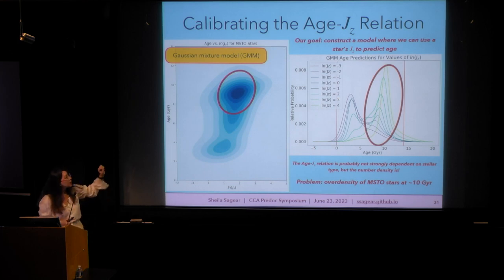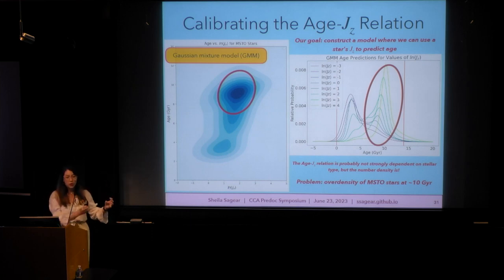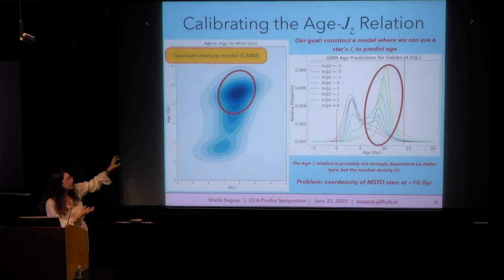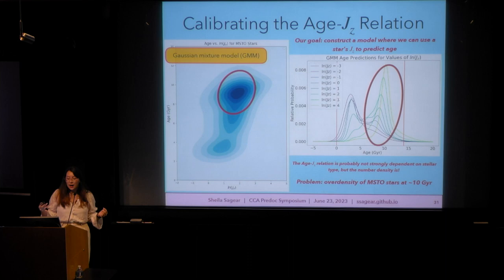Our Gaussian mixture model is going to fit that overdensity of stars around 10 gigayears, which makes sense, they're main sequence turnoff stars. But what that's going to do is pull our age predictions towards that 10 gigayear bubble. And we don't want that because we don't think that M dwarfs have this overdensity at 10 gigayears. So how do we get around that?